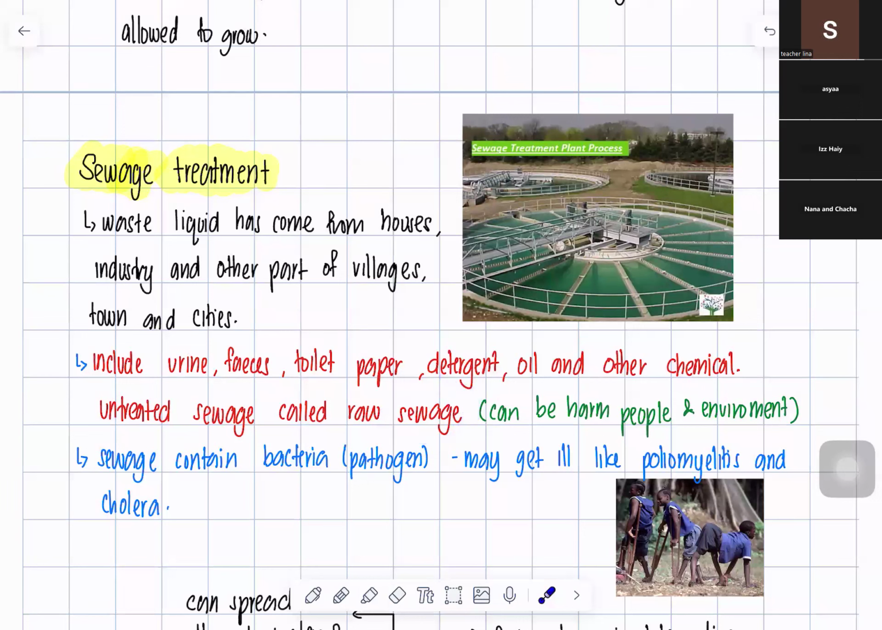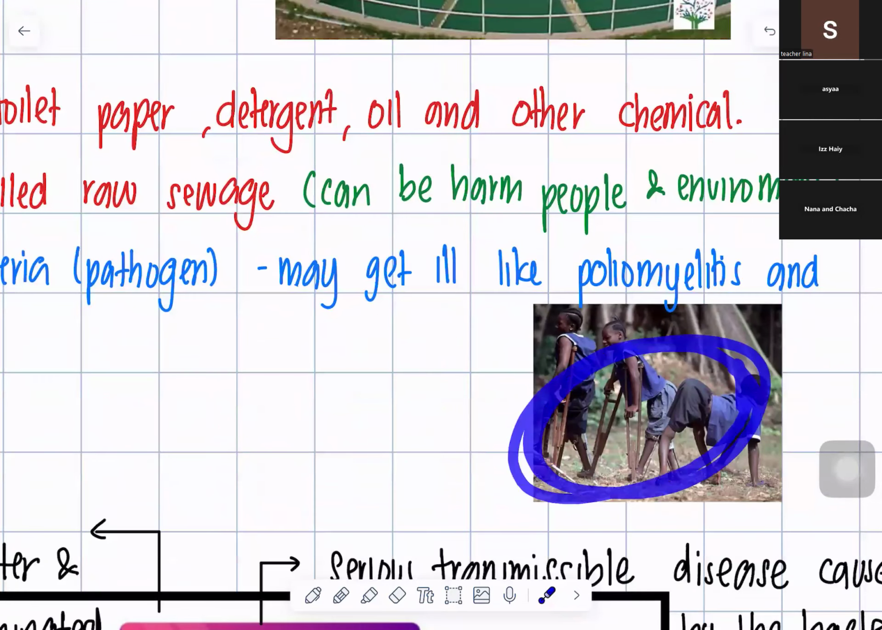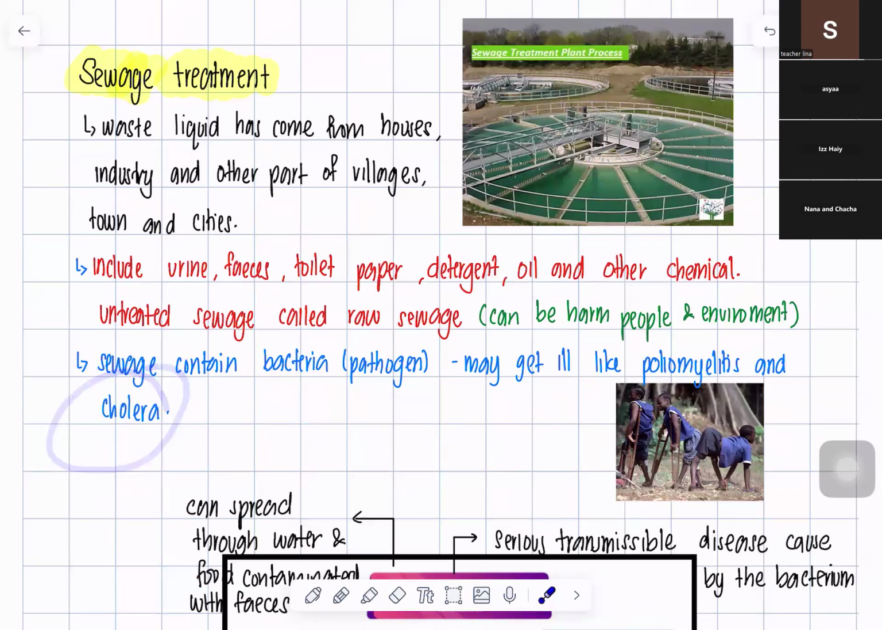Sewage contains bacteria and pathogens, so people may get ill, like poliomyelitis and cholera. Cholera is bacteria.